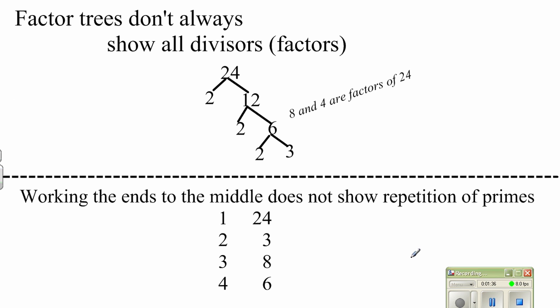It's helpful to know that factor trees don't always show all your divisors. Here I've used a factor tree and I have my primes over here for 24. And if I were looking for all the divisors of 24, I would not find 8 or 4 in that tree. Working ends to the middle, I would see the 4 and I would see the 8, but I wouldn't see that there's 3 multiples of 2. So each of these factor methods has an advantage.